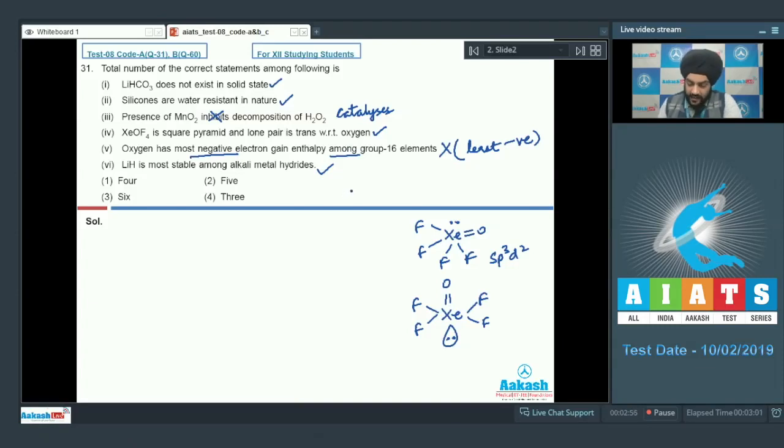So the examiner seems to be interested in the total number of correct statements. So we can see that 4 of these statements are correct and 2 are incorrect. So we have to mark option 1 as the correct answer to this question. Let us look at the next question.